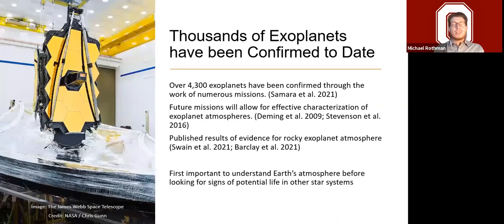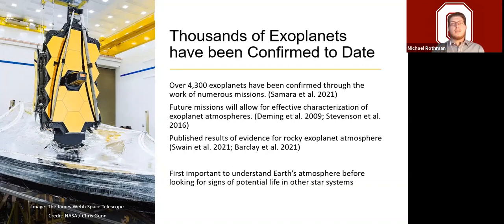We are in an extremely exciting time in the history of astronomy. With over 4,300 exoplanets now discovered and confirmed by missions such as the Kepler Space Telescope, the Spitzer Space Telescope, and TESS, we're now witnessing the natural step from discovery to categorization and characterization.